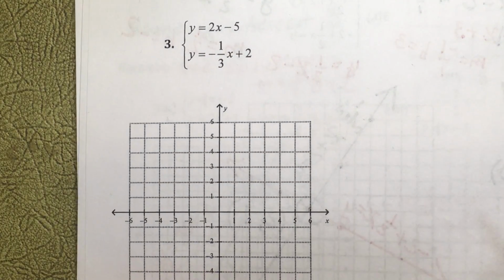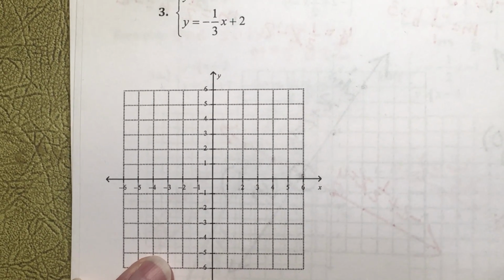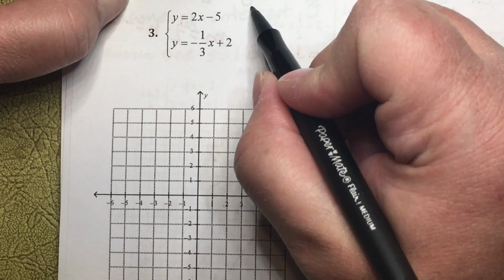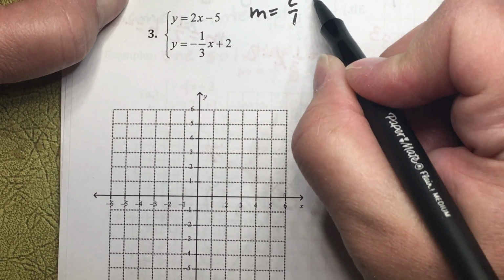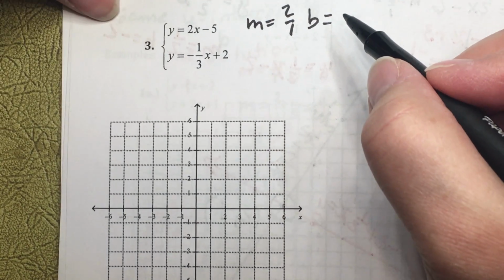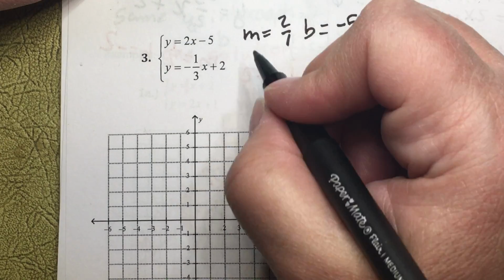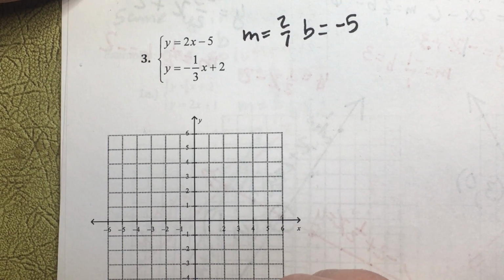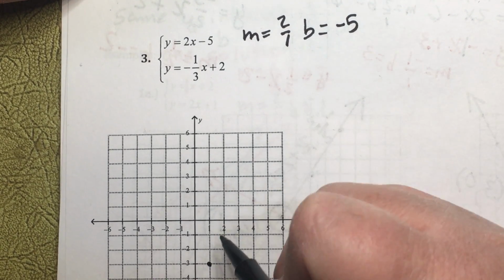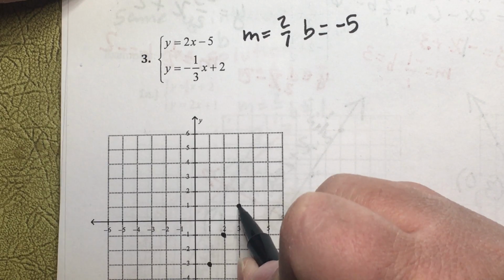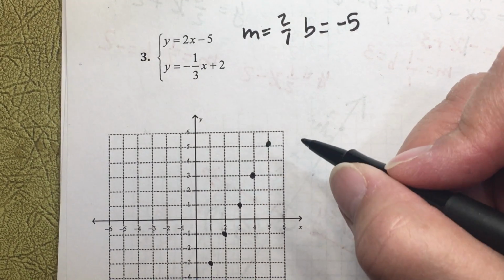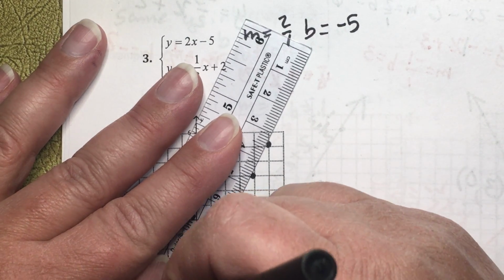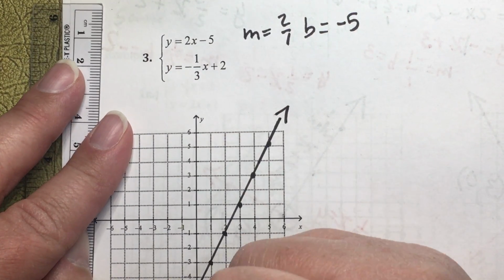Last one for now. I graph this. m 2/1, b -5. So I start at -5. Oh, down here. Rise 2, run 1. Rise 2, run 1, all the way across the whole coordinate plane. Connect the dots.